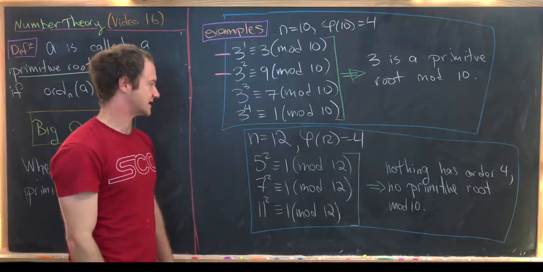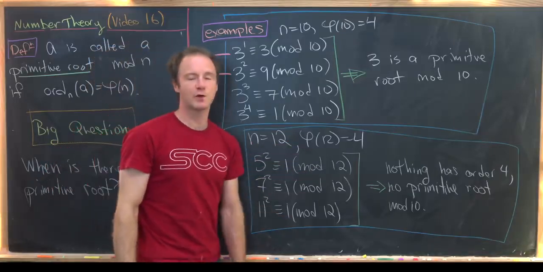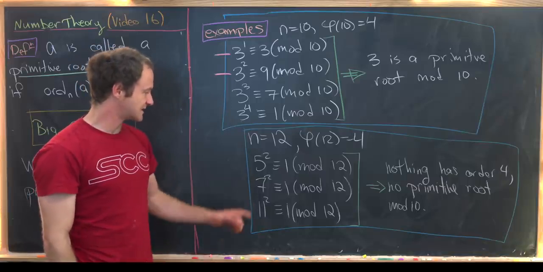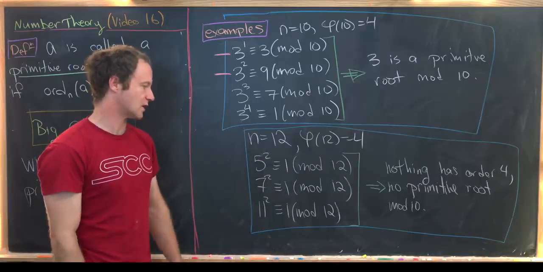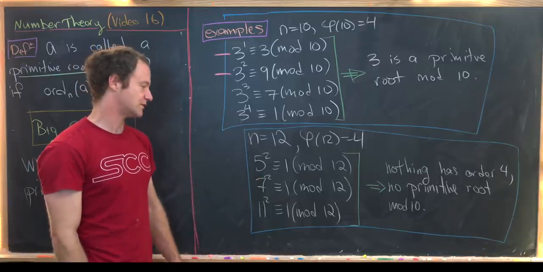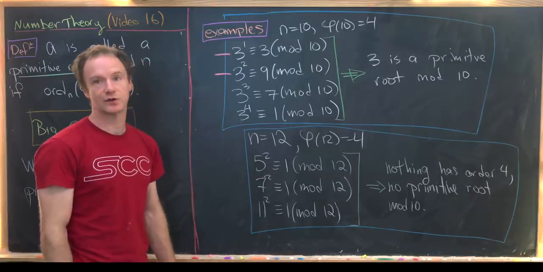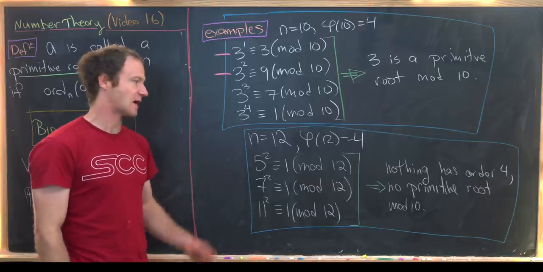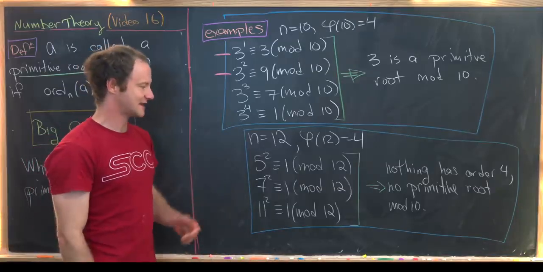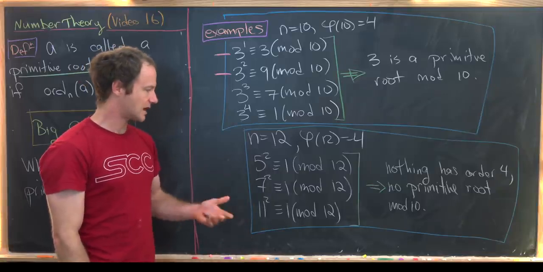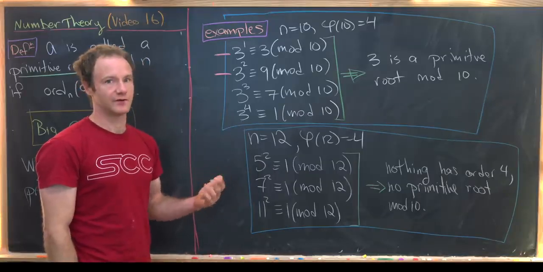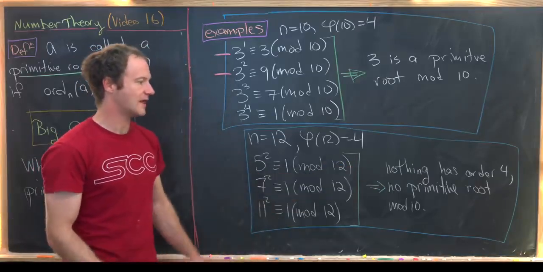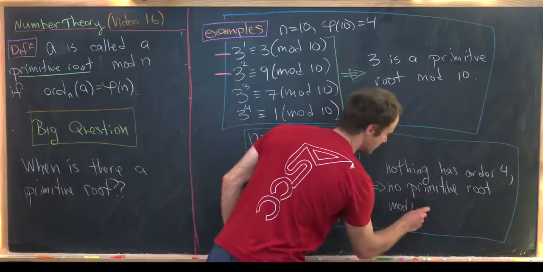Okay, so let's look at a non-example. Let's say n is 12, phi of 12 is 4. Again, you can check that using a strategy that we had previously. Now let's notice 5 squared, that's 25, which is 1 mod 12. 7 squared is 49, which is 1 mod 12. And 11 squared is 121, which is also 1 mod 12. And then very simply 1 to the first power is 1 mod 12. Well, that tells us that everything mod 12 has either order 1, if you're the number 1, or order 2. But that means nothing has order 4 and there is no primitive root modulo 12.